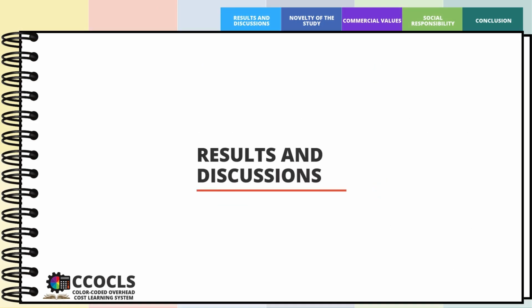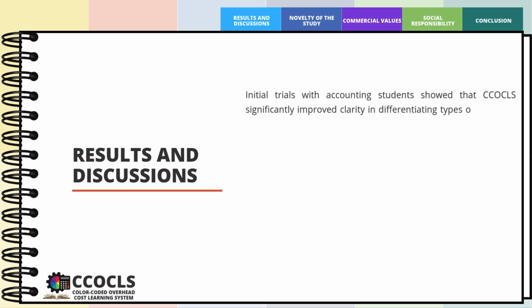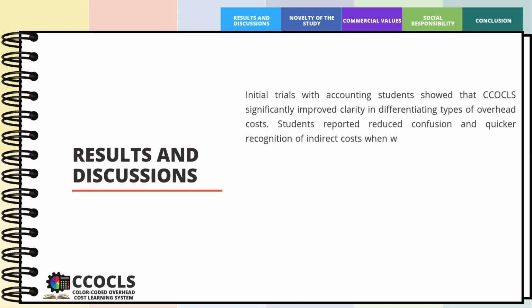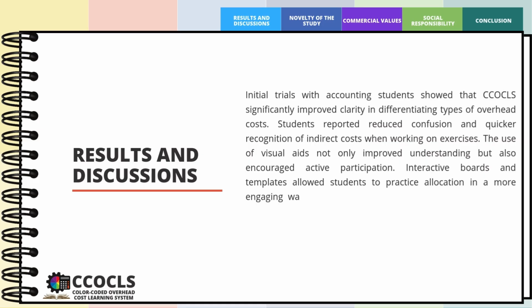Results and discussions. What did we find? Initial trials with accounting students showed that CCOCLS significantly improved clarity in differentiating types of overhead costs. Students reported reduced confusion and quicker recognition of indirect costs when working on exercises. The use of visual aids not only improved understanding, but also encouraged active participation. Interactive boards and templates allowed students to practice allocation in a more engaging way compared to traditional methods.